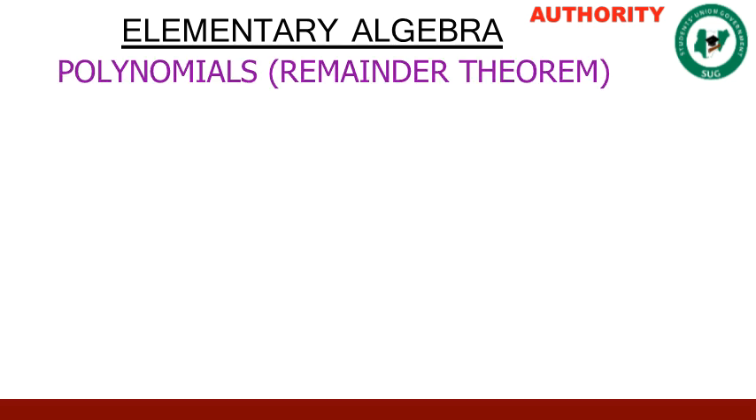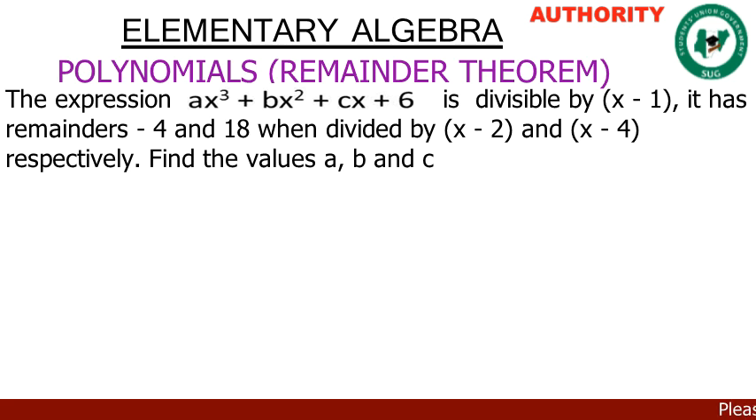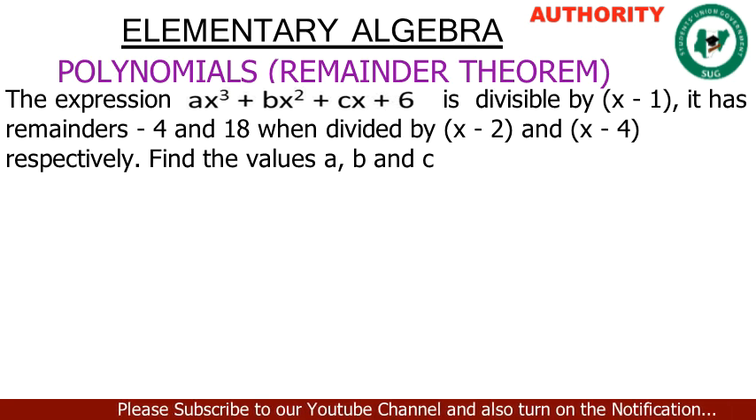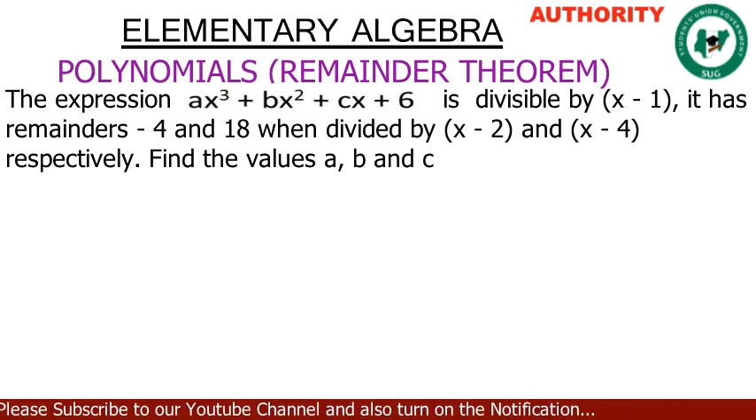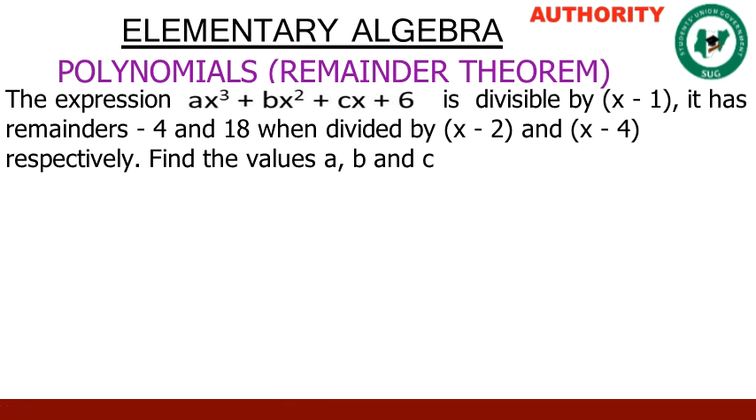Alright, let's take another question on remainder theorem under polynomials. This question says the expression ax cubed plus bx squared plus cx plus 6 is divisible by x minus 1. It has remainders minus 4 and 18 when divided by x minus 2 and x minus 4 respectively. Find the values of a, b, and c.